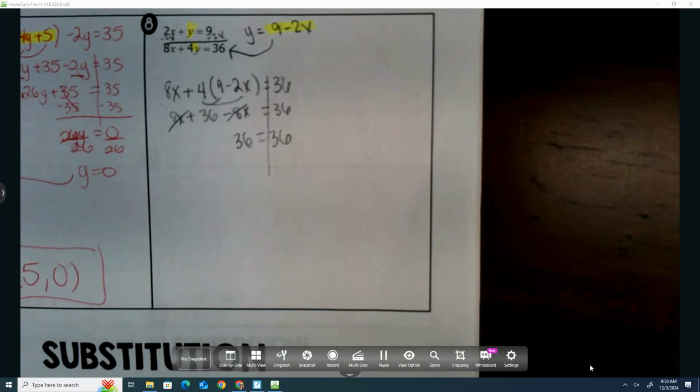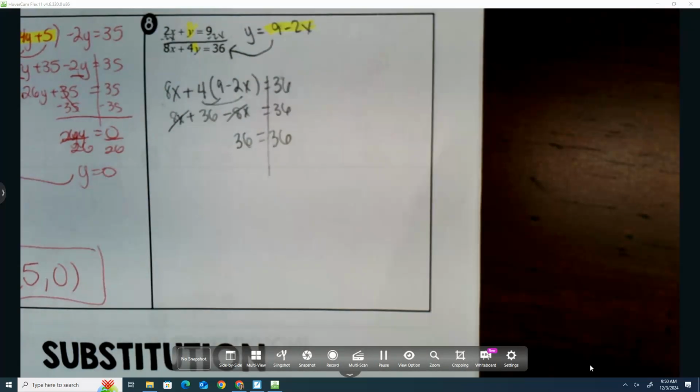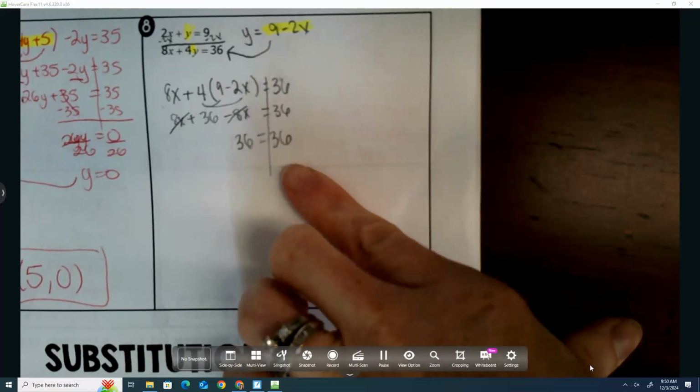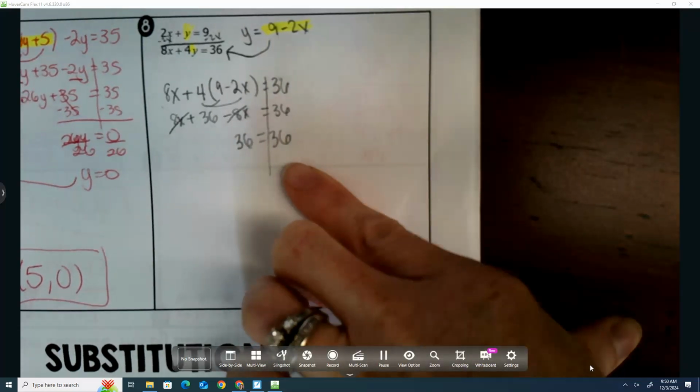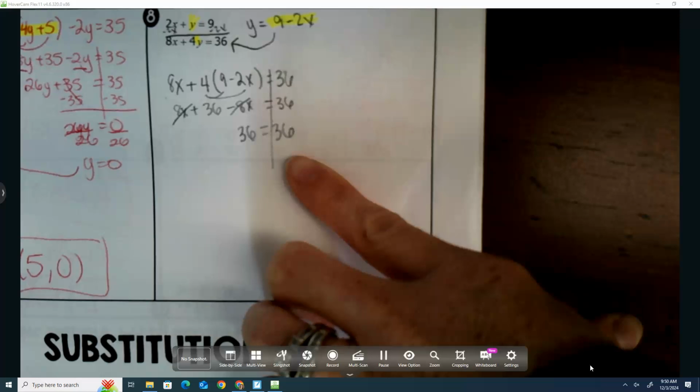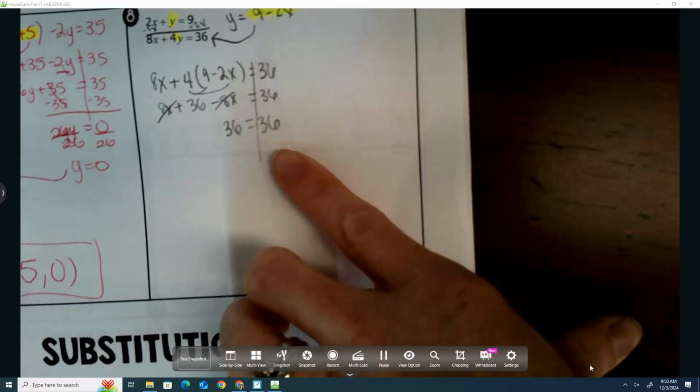How do you tell the difference between no solution and infinite? No solution is any number equals a different number. If you get down to this point and it's a false statement, that's no solution. So if it was 0 equals 5, or 36 equals 37, that's not true. So it's false. That's no solution.